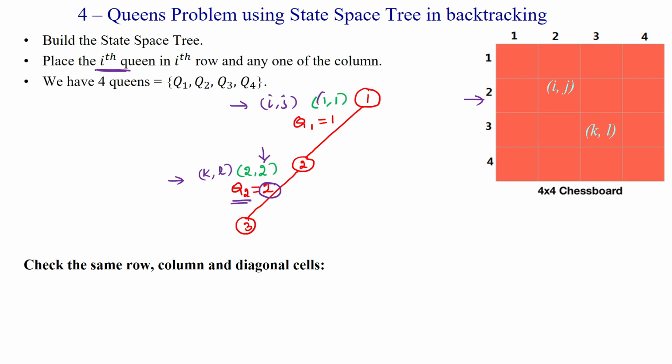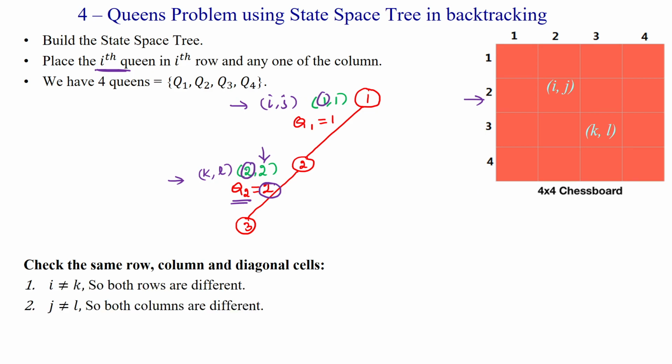So i equal to k. If that is the case, then we can say both are in the same row, but here both are different, so the rows are different. Then I am checking the columns. 1 is the j value, 2 is the l value, so both are different, so both are in different columns. Then check the diagonal position. You see this is 1 comma 1, this is 2 comma 2, so both are on the diagonal.